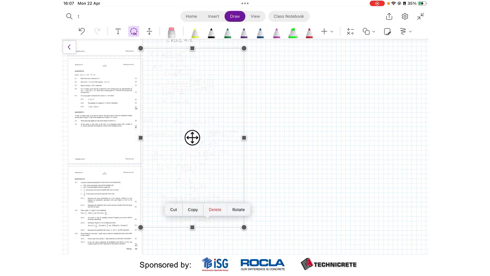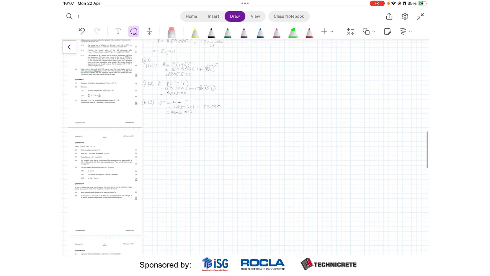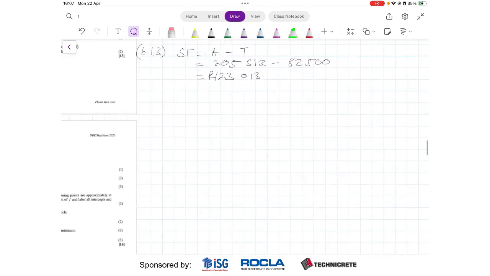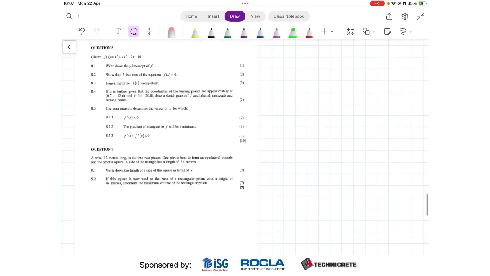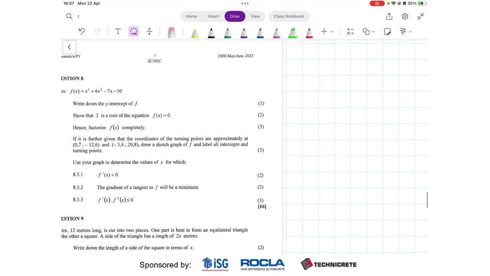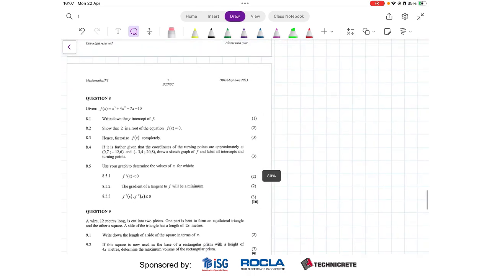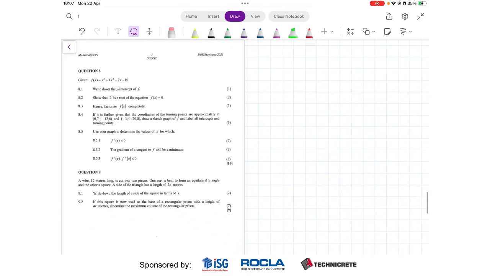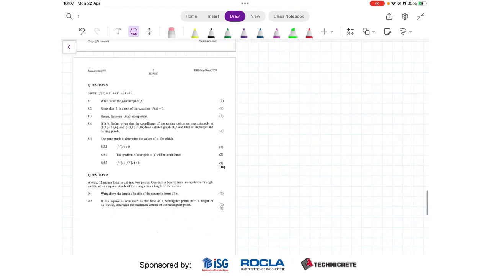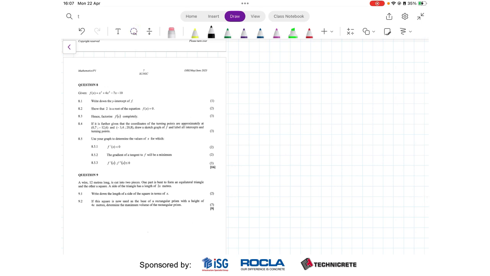Just going to remove that so that it doesn't get in the way. Question 8 should be a fun one. I know most students really enjoy the introduction to calculus questions. Well, let's get right into it then. Question 8, 8.1.